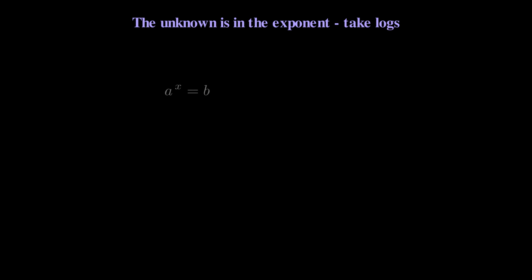Now the payoff of the whole video. Solving an equation where the unknown is stuck in the exponent. a to the x equals b. You can't just undo it by dividing. x is up in the power. So take the log of both sides. The power law slides the x down to the front. x times log a equals log b. Now x is on the ground floor. Divide, and x equals log b over log a.